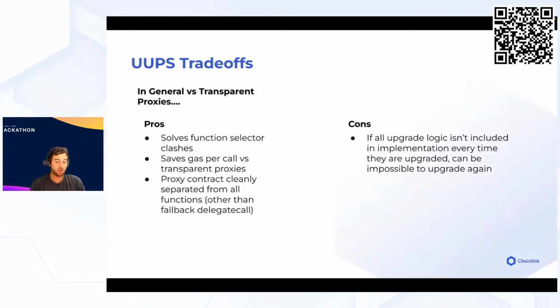UUPS, again, solves function selector clashes. So they both have that. And it saves gas per call versus transparent proxies because we're not checking. We just have everything in the implementation contract. And there's also a kind of cleanliness here, right? Where our implementation is literally all of our business logic, including the upgrade logic, right?